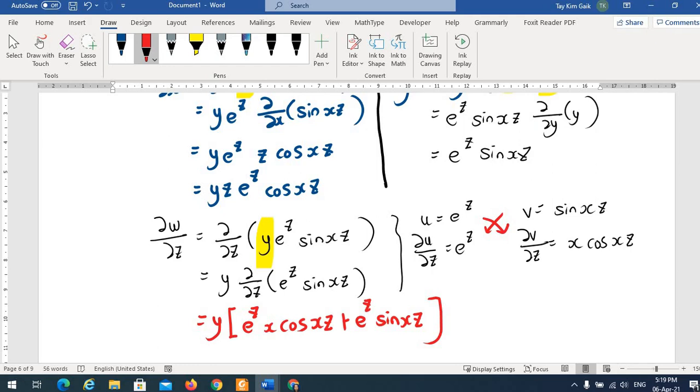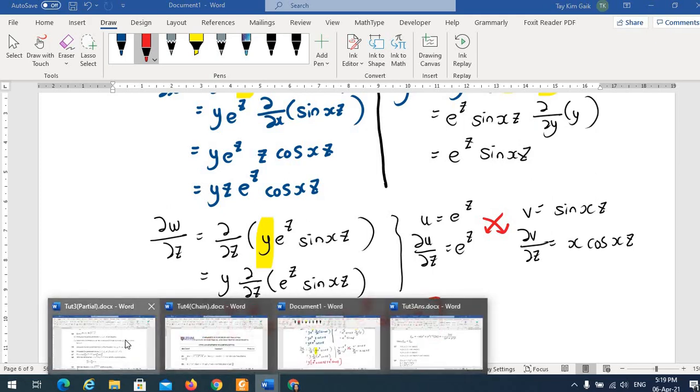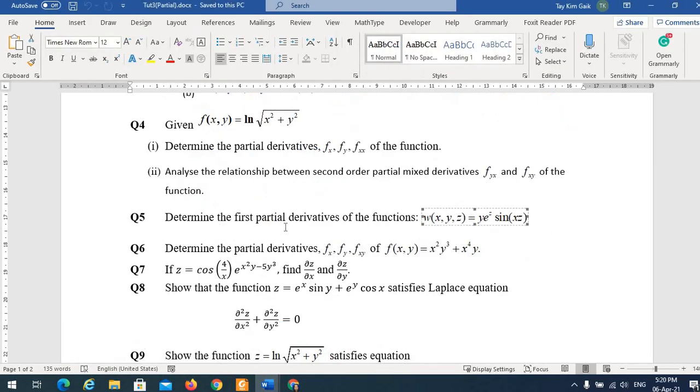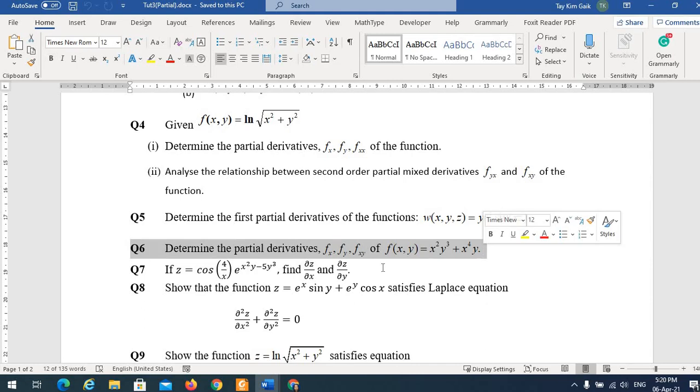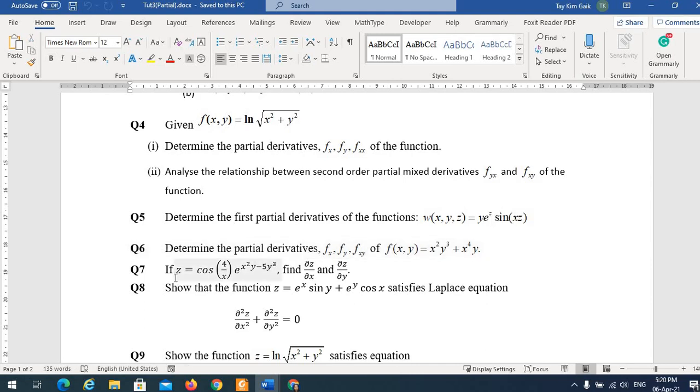So up to question, this is question 5, is it? Question 5. I think question 6 is no problem, right? Question 6. No. Question 6, no problem. Question 7.